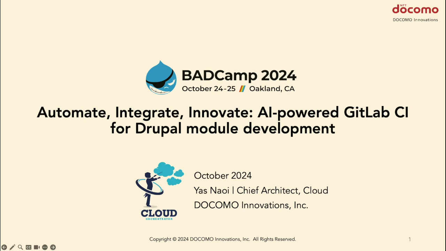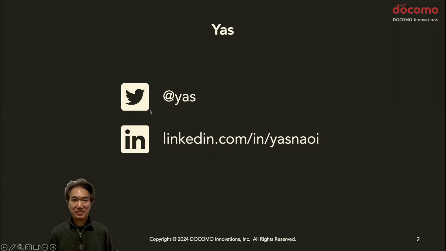Today I will be discussing the topic of Automate, Integrate, Innovate: AI-powered GitLab CI for Drupal module development, to realize an efficient code review process using generative AI. So first, let me introduce myself.